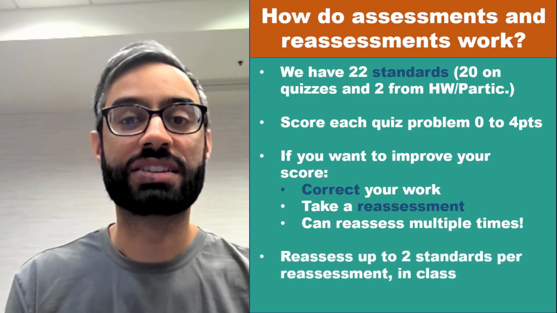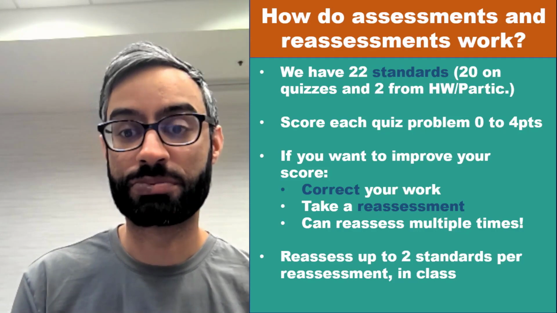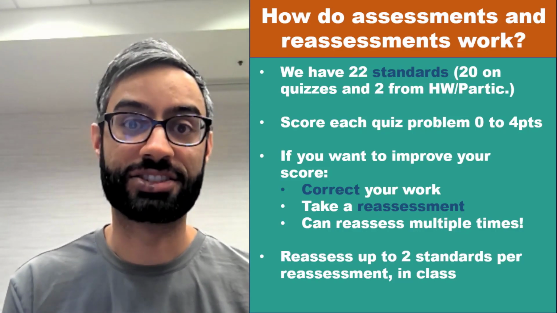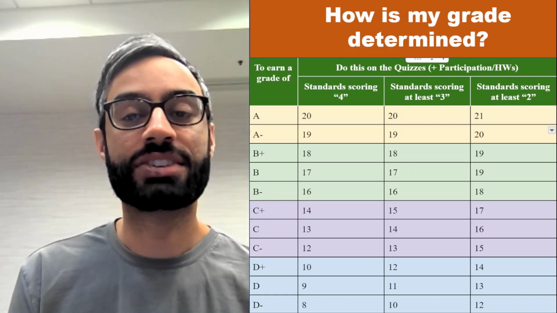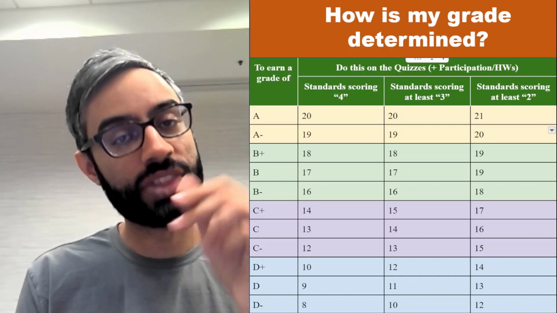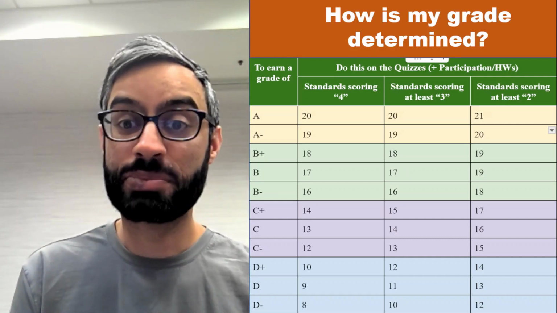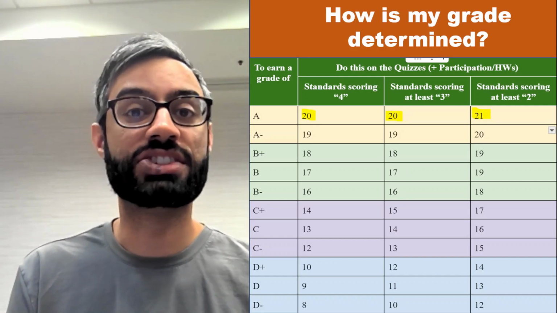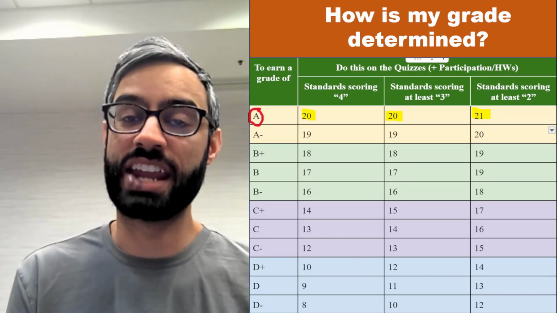My one key policy is that you're allowed to reassess up to 2 standards per reassessment, and those will happen in class. Your grade will be determined according to the following table. A student needs to do all of the items in a particular row to earn that corresponding grade. For example, if a student has done these yellow highlighted items, they've met the requirements in each category for an A, and that's the grade they'd have.